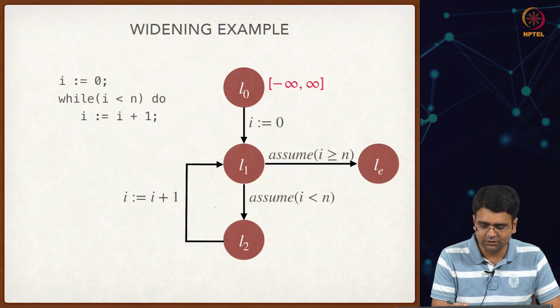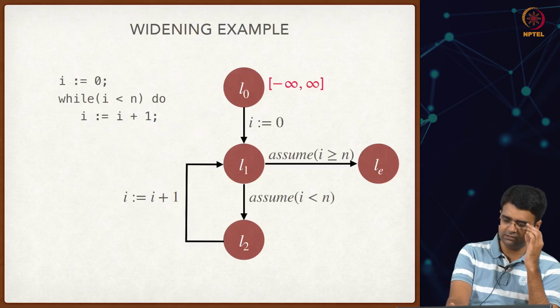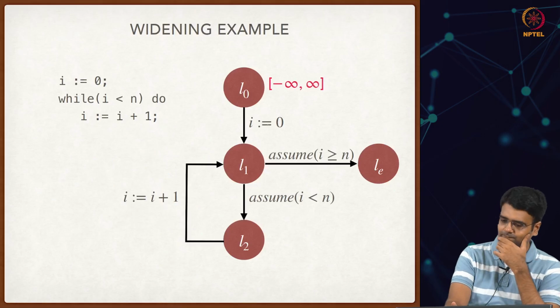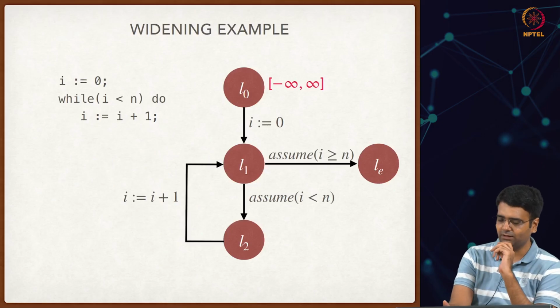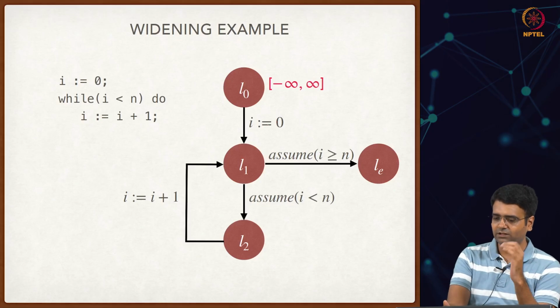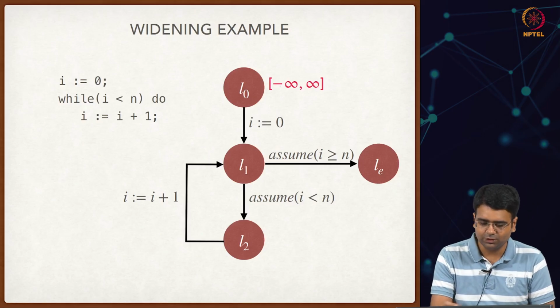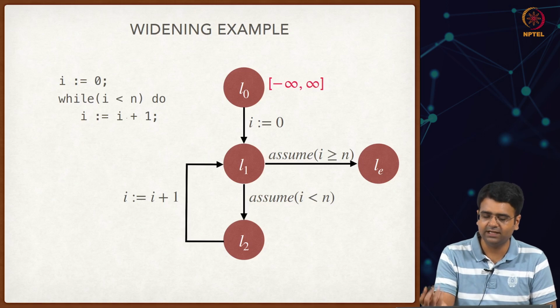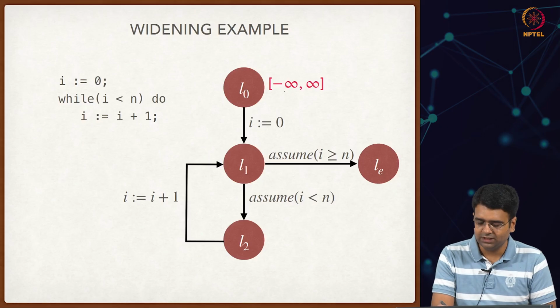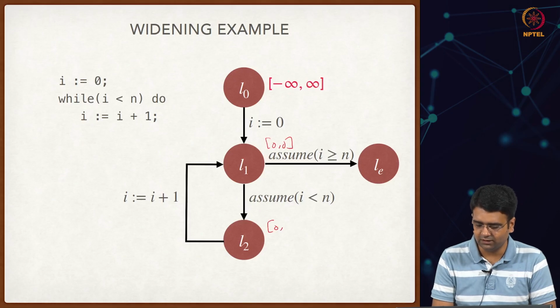So now let us revisit this particular example, but now we will use the widening operator. So we will use Kildall's algorithm with widening. Let us see what will happen here. As usual, we are only tracking the abstract value associated with the variable I. Initially I have minus infinity to infinity at location L0, so you will get 0 0 here. The 0 0 will then be forwarded to the location L2.